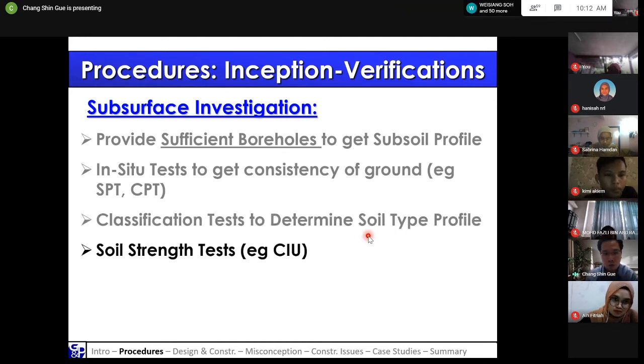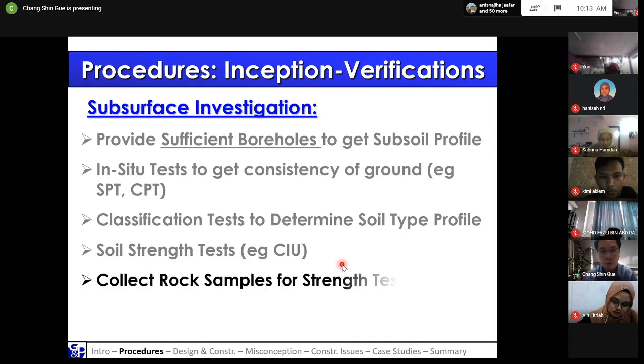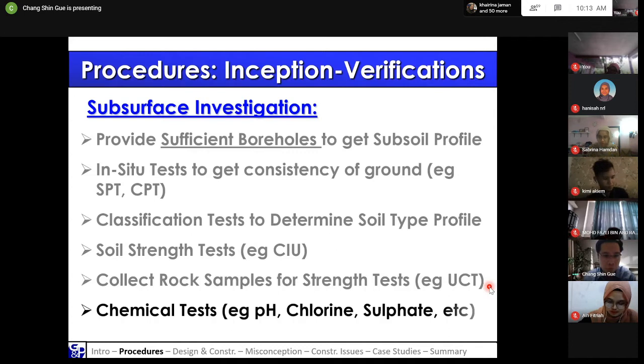And then if you want to know the strength of soil, typically we carried out the triaxial test or the consolidated isotropic undrained test, or the CIU test. And if you have rock at the site, then you may collect the rock sample to carry out the strength test. Usually it's the unconfined compression test, known as UCT.